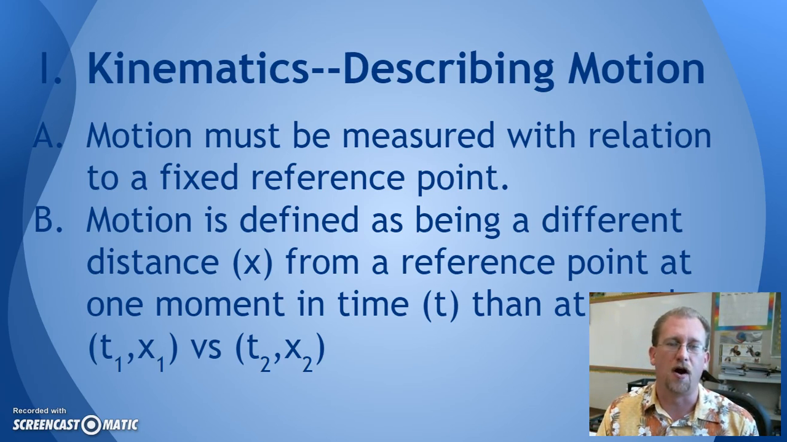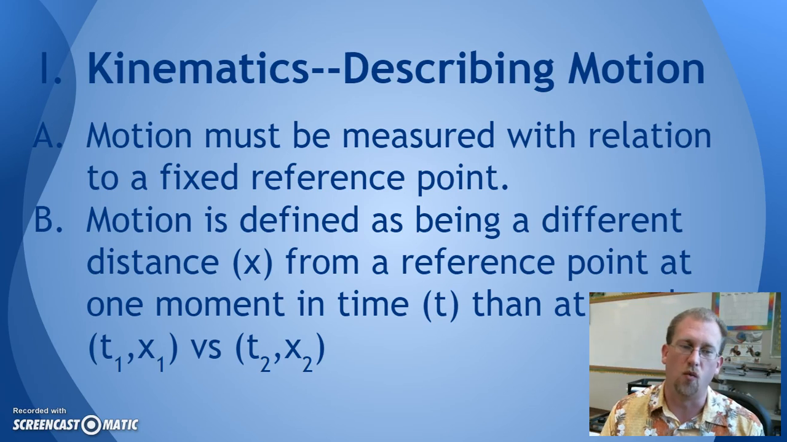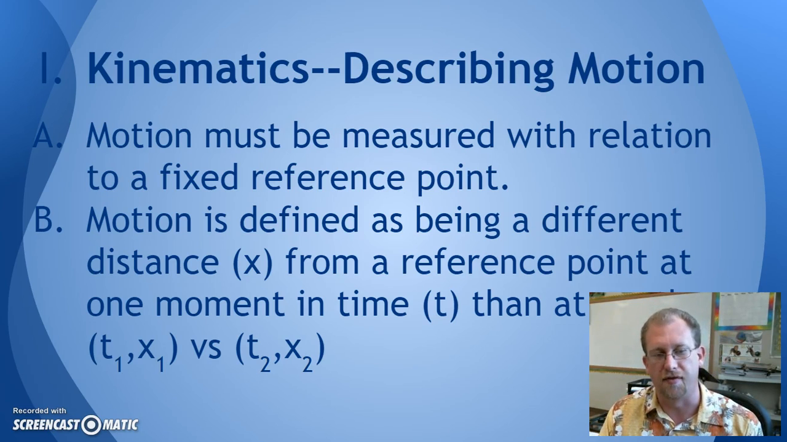We also have to keep our motion in reference to a number line of some kind, and we'll get more into that later. Okay, motion is defined as being at a different distance from a reference point at one moment in time than at another. And so I gave you some terms there. We're going to use x throughout this class to represent your placement, where you are with regard to a distance from a reference point. Okay, so x is a distance from a reference point. And then t is time, and that makes sense.